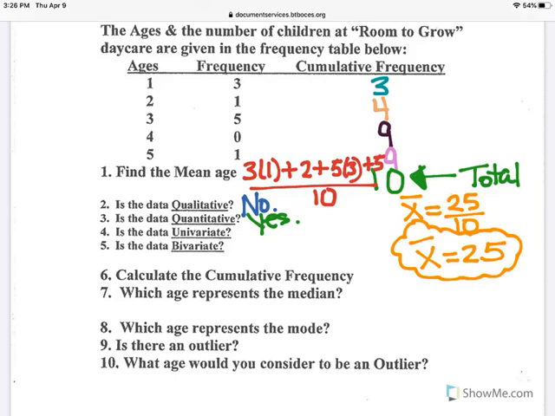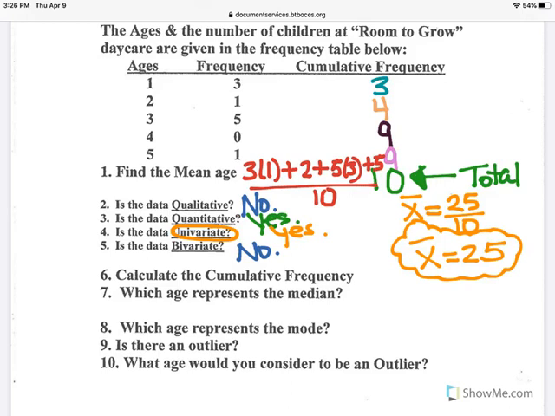So we have to figure out, is this data univariate or bivariate? Because we're only talking about ages and nothing else, that's one variable, and one variable means that it is univariate. So yes to univariate, which means that it cannot be bivariate. The reason it can't be bivariate is because bivariate deals with two variables. So in order for this to be bivariate, it would have to be dealing with ages and something else.